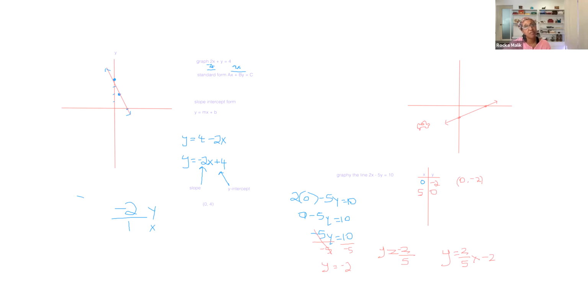Okay. And all I really need is two dots, 2 points to connect, and that's it. And it's easier to do the intercepts this way. So we're good with this? This makes sense? And now I'll show you how to write the equation of a line when you have just 2 points. Okay.